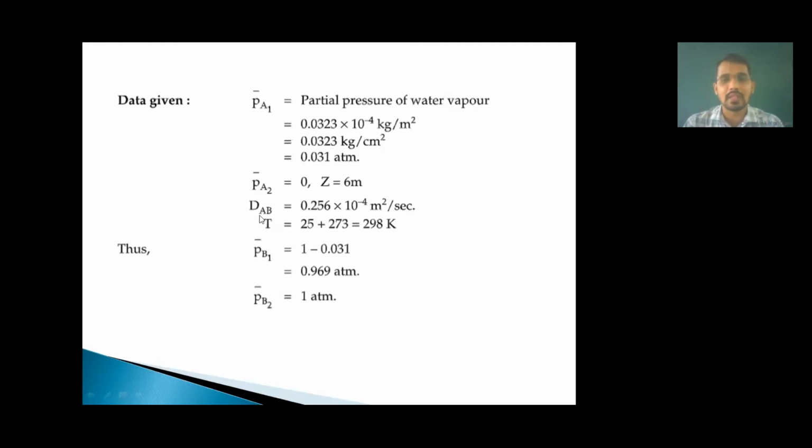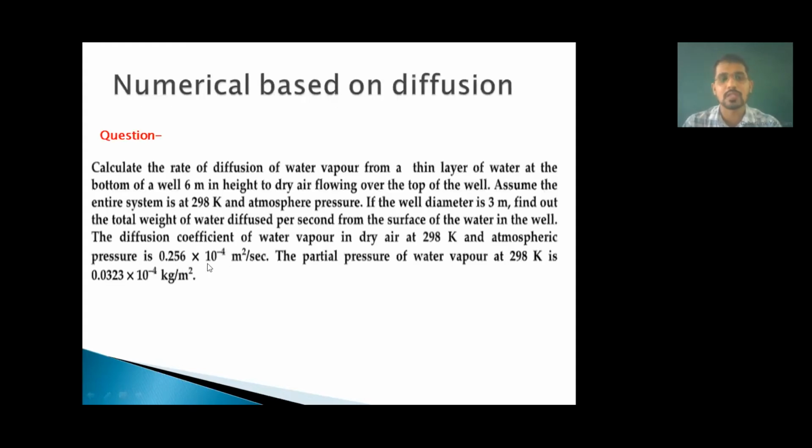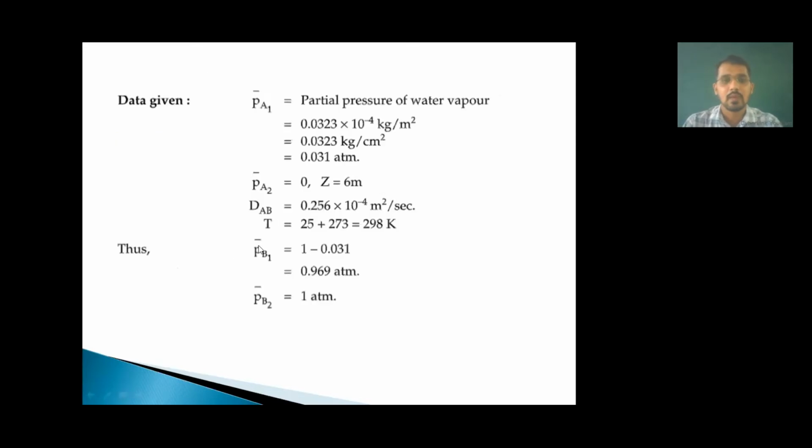And DAB is given, the diffusion coefficient of component A into B, which is equal to 0.256 into 10 raised to minus 4 meter square per second. You see here, this is also given in this question. After that, the system temperature is T equal to 25 plus 273, which is 298 Kelvin. And PB1 we can find out from 1 minus PA1 bar, since total pressure is given as 1 atm. So PB1 bar is equal to 0.969 atm.